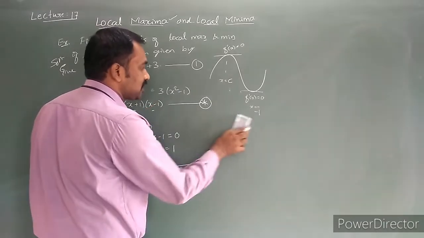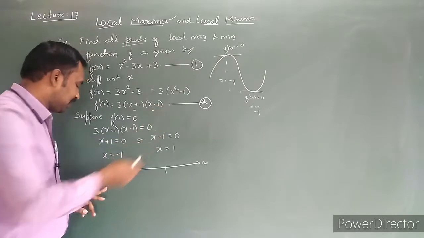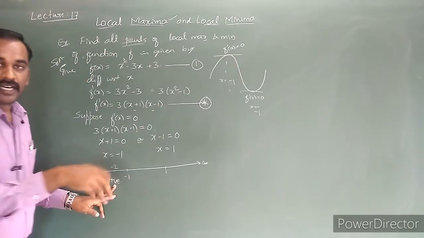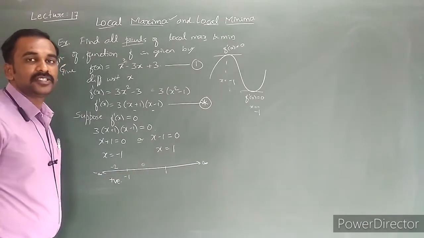The first thing is correct only. On the negative side of minus 1, the slope of the tangent is positive. Now check the right hand side of minus 1. The right hand side of minus 1 is nothing but 0.